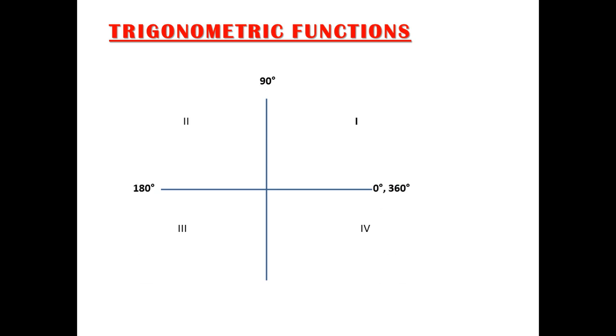90 degree, 0 degree, 180 degree, 270 degree. We move on in anti-clockwise direction: 0, 90, 180, 270, 360. We all know 0 and 360 are at the same place.